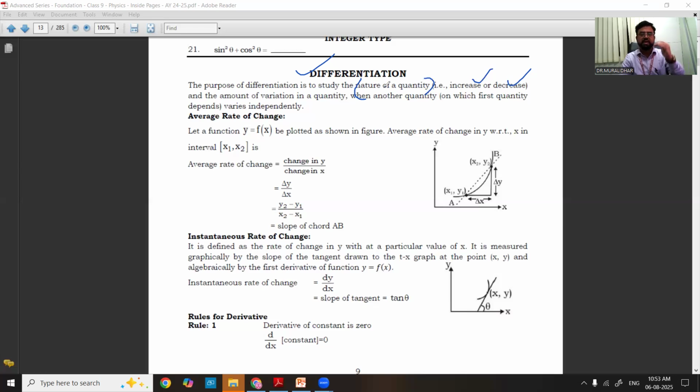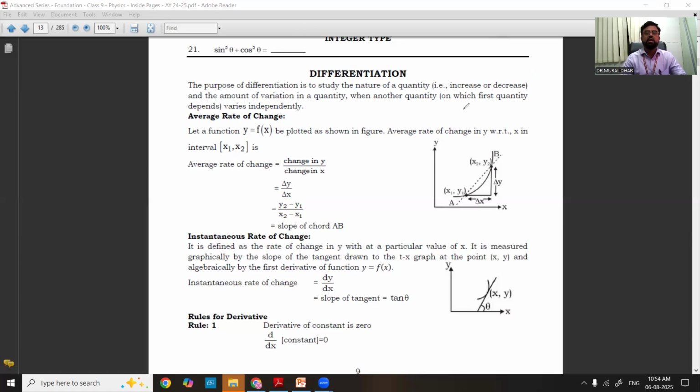Whether the comparison shows a decrease or an increase, no matter. And the amount of variation, how much difference is there? Rating, for example: you got a 5 rating, someone else got 4.5. That also is a difference, and we can differentiate them. That is the importance of differentiation, which is also helpful in physics. Whether the nature of a quantity is increasing or decreasing. If it increases, how much does it increase? If it decreases, how much does it decrease? That is called variation.